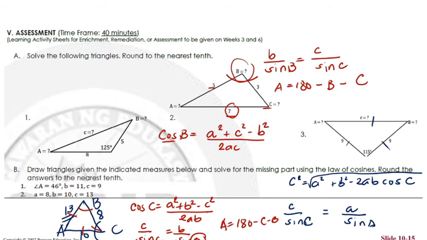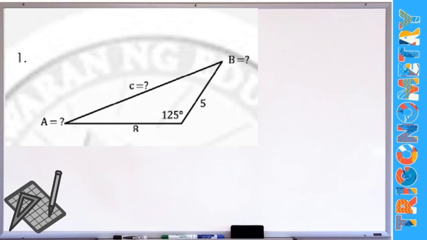So let's answer now number 1 of letter A and number 2 of letter B. So let's start. You're given two sides and one angle. Let's start with finding your side C. Using our formula, C squared is equal to A squared plus B squared minus 2ab cosine C.